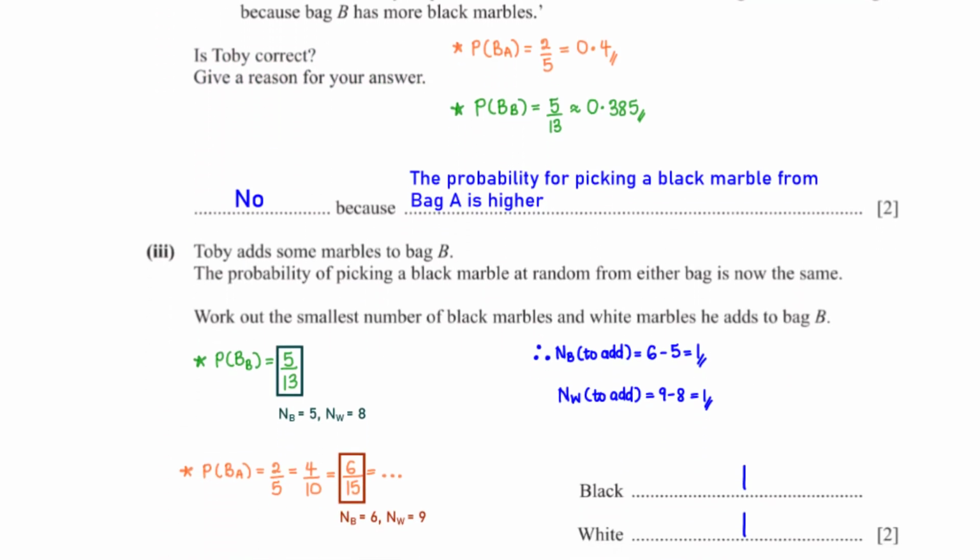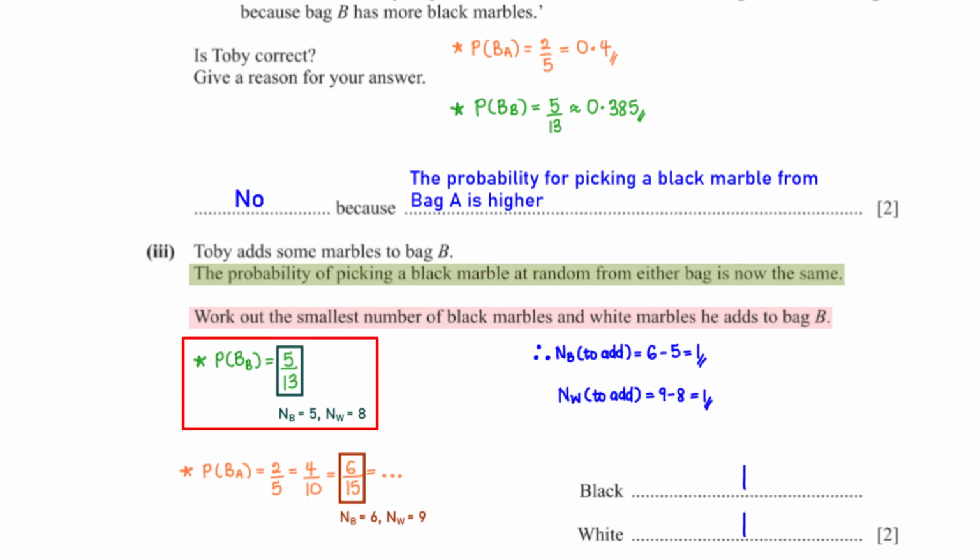Toby adds some marbles to bag B. The probability of picking a black marble at random from either bag is now the same. Work out the smallest number of black marbles and white marbles he adds to bag B.